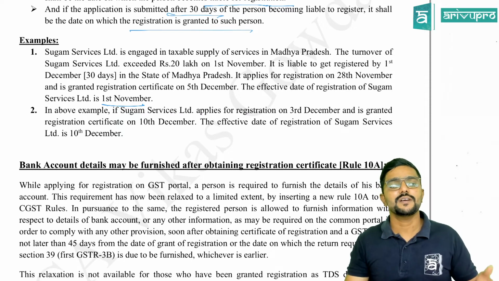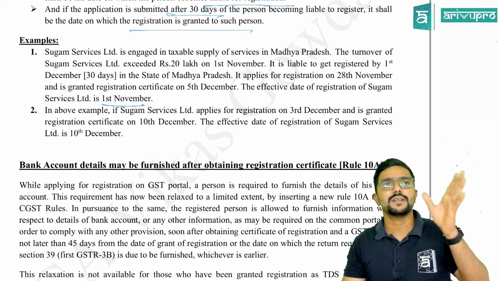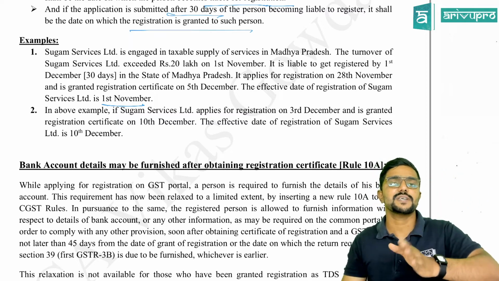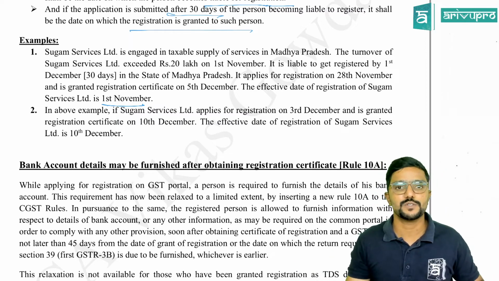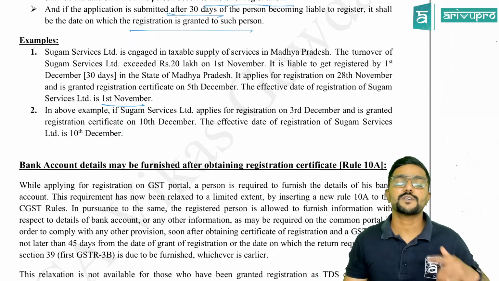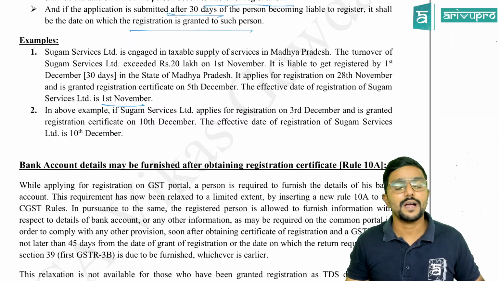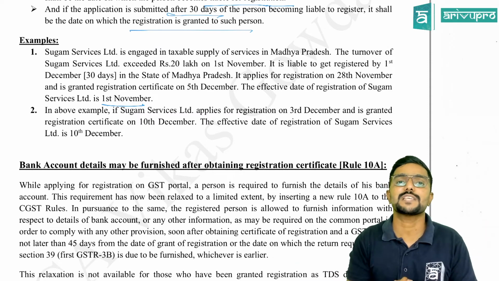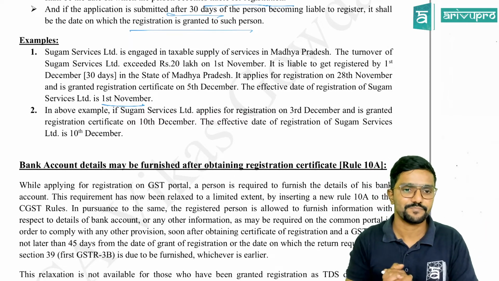Can he claim the credit? From 1st November, whatever input or input services he purchased, he can claim the credit of it. Even capital goods. Even on 31st October, whatever stock of raw material, WIP and finished goods he is having, he can claim the credit of that also, as per section 18(1)(a).